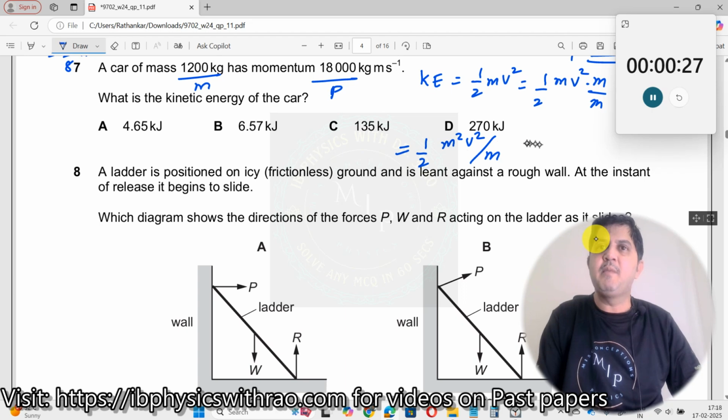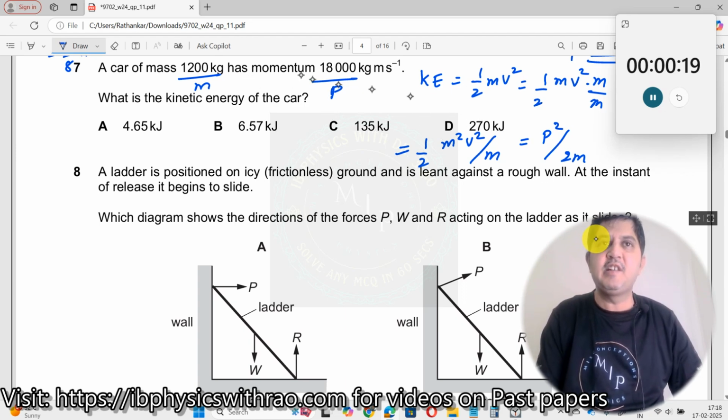What is m into v? Momentum. This should be momentum square divided by 2m. Now I need not do anything. I just need to calculate p over here. So what is p? It is already given to you, momentum.